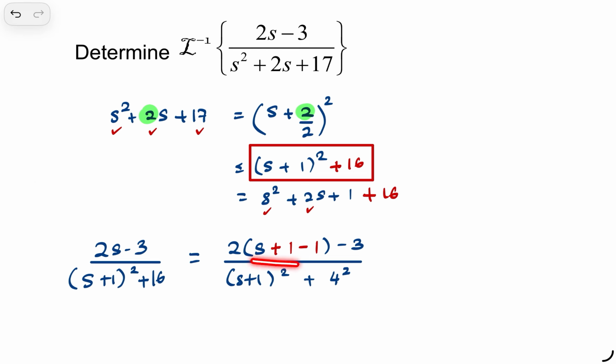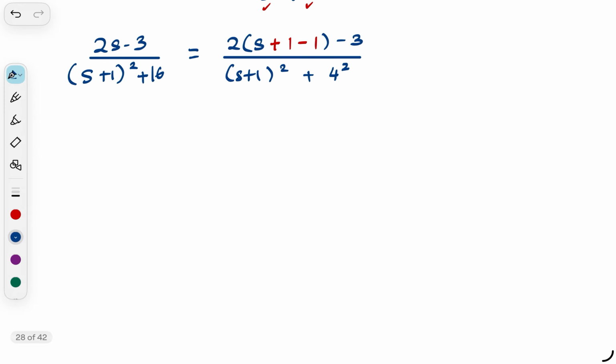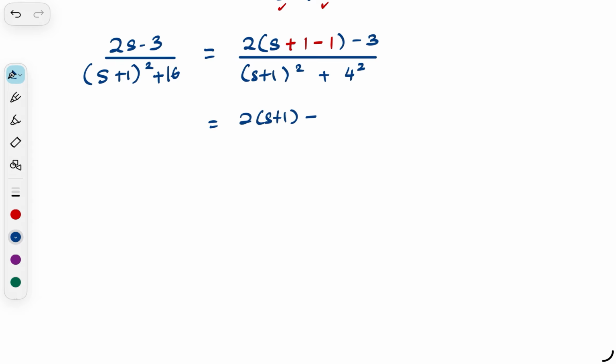So if we have s plus 1 minus 1, basically this is s. If you add up s plus 1 minus 1, this is actually equal to s, which is also equal to the original equation. But I managed to obtain the same form of s plus 1 and s plus 1 here. So what do I do next? Simplify the equation. That will give me s plus 1 minus 2 minus 3 divided by this.